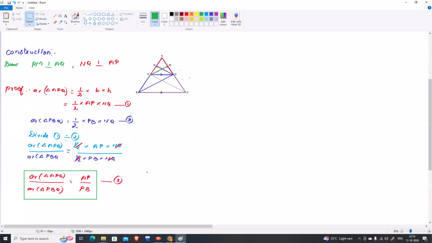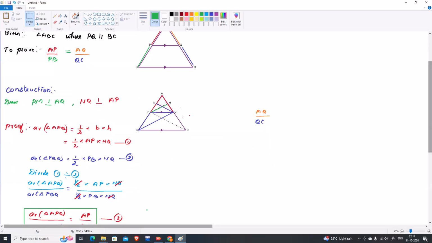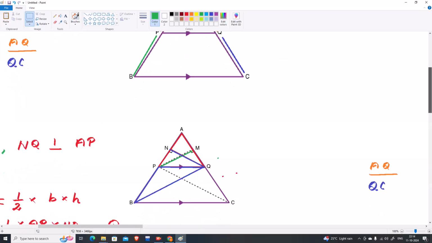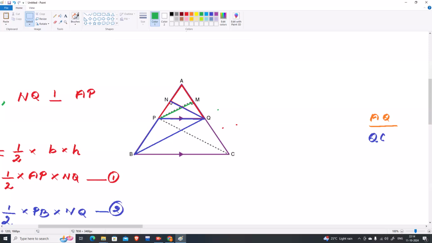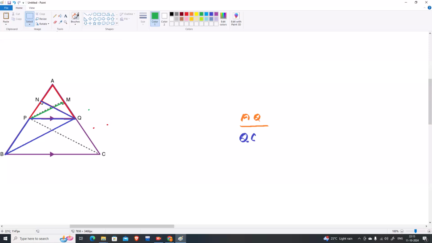So according to our target, what does the right hand side mean? I have to get AQ by QC. So for our convenience, I'm bringing one more time that AQ by QC to the right hand side of my triangle, then I can reach my target easily. This is only for our convenience. It's not necessary. If it is available on my side, I can check my target often.